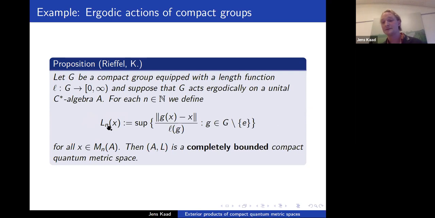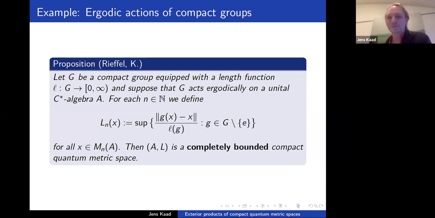You can prove that this collection is in fact a Lipschitz operator seminorm, and that the pair consisting of this unital C-star algebra and this Lipschitz operator seminorm is a completely bounded compact quantum metric space. So I have done very little when proving this proposition. I just went through Rieffel's argument and checked that it actually carries through to a completely bounded context.